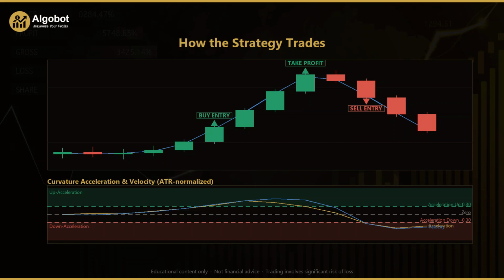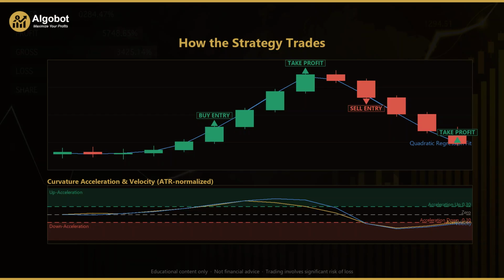Price rolls over and begins falling, each close lower than the last. The regression fit tips downward, and in the subpanel the gold acceleration line dives, crossing below the minus 0.30 threshold on the ignition candle, while the blue velocity line has already turned negative. That combination satisfies the short condition, and the sell entry marker appears. The decline then accelerates through the following candles, price sliding steadily lower, until it reaches the lower take-profit marker 3 ATR below the short entry, closing that trade in the illustration.